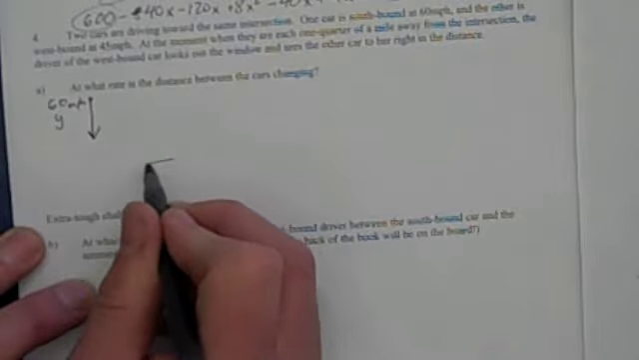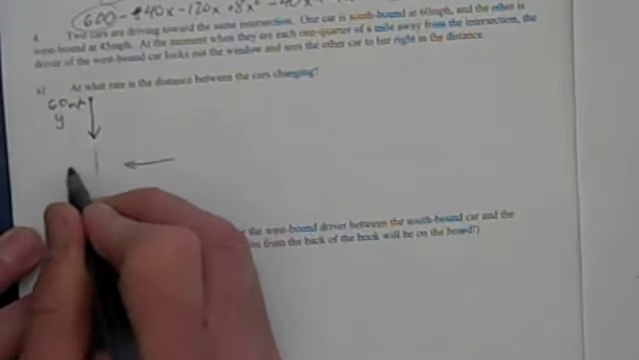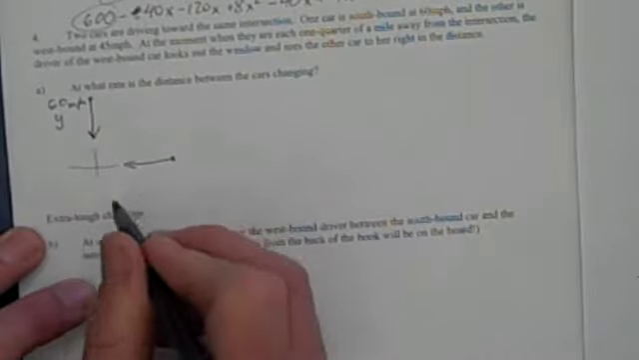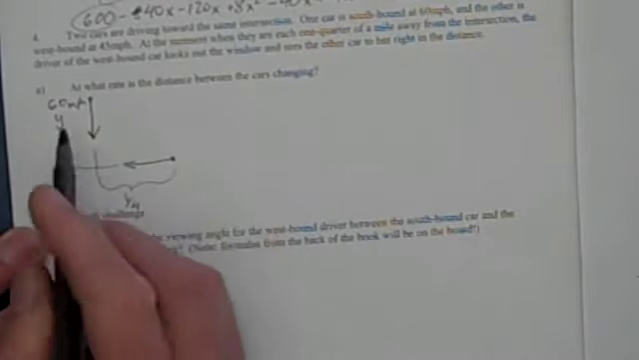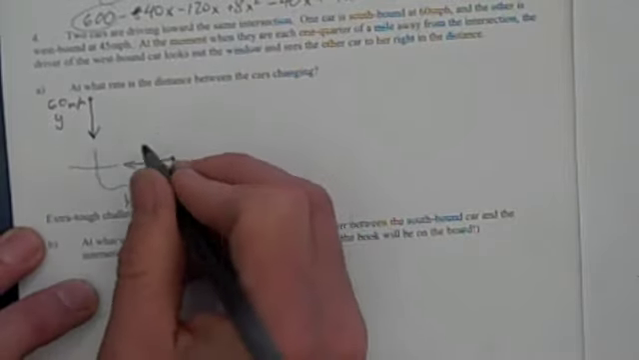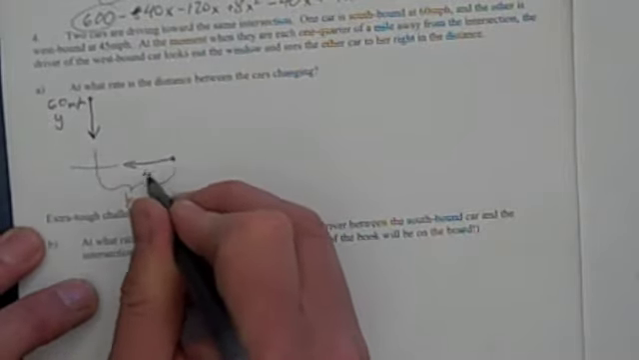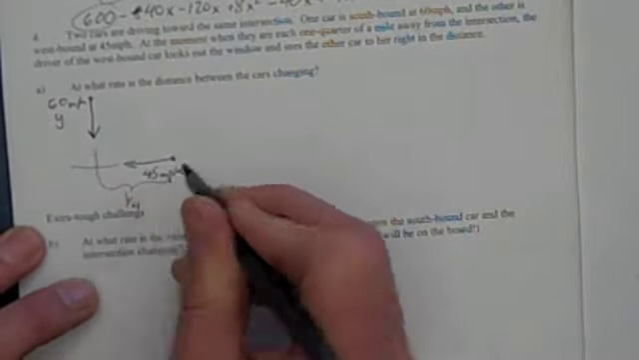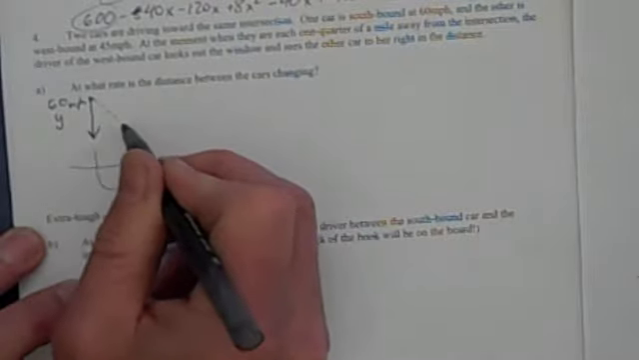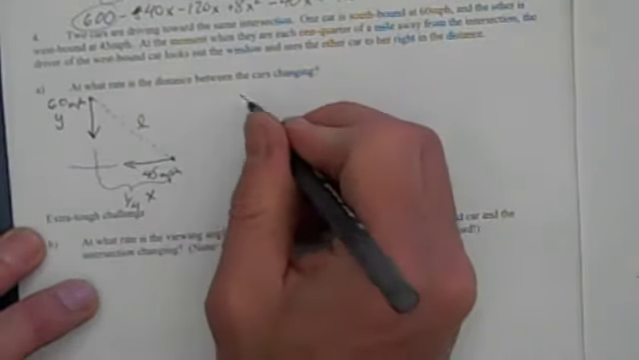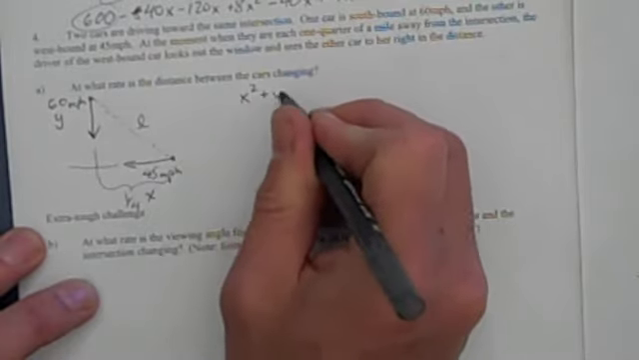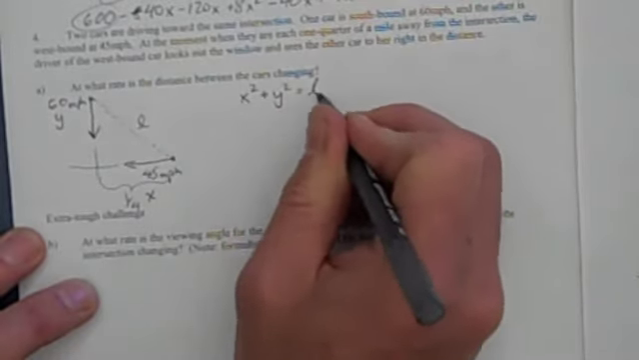And the other car is heading towards that same intersection that's right there, and they're both 1/4 of a mile away. So they're both 1/4 of our unit miles away, and this one's going at 45 miles per hour. So what is this distance between them changing? I'm going to call that L, and this is my x direction. That's my y direction. So my basic Pythagorean rule applies: x squared plus y squared equals L squared.